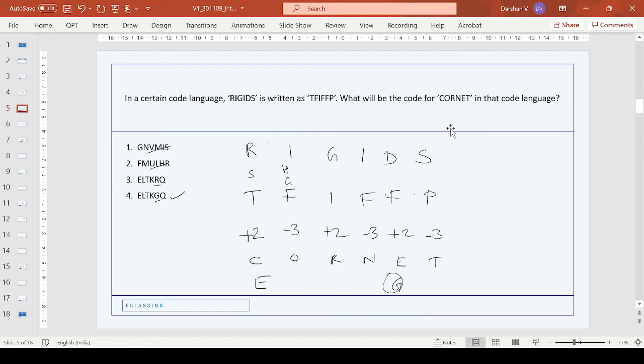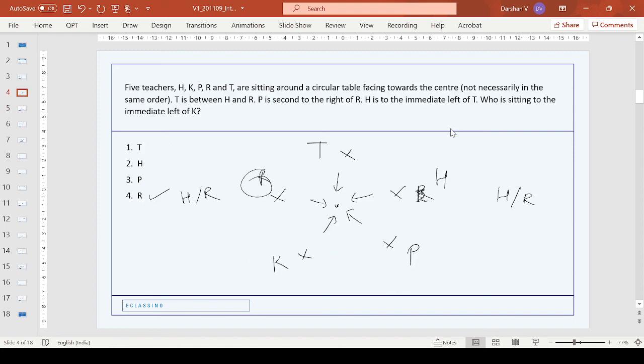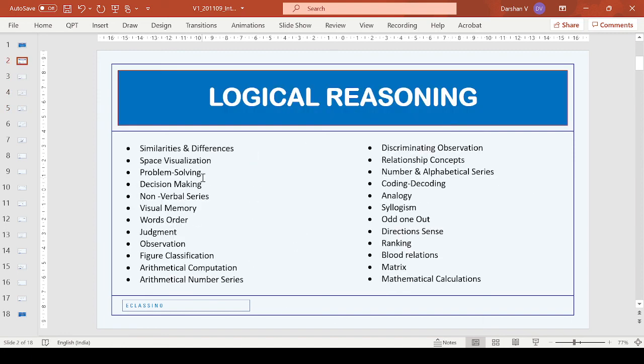Alright guys, so that's it from my end. We have gone through some sample questions which are asked in reasoning, and in the videos which appear later on, we'll be going through each section of our syllabus, and we'll be looking at the questions which can be asked in each of these sections in detail and how we can solve them in the fastest possible manner.